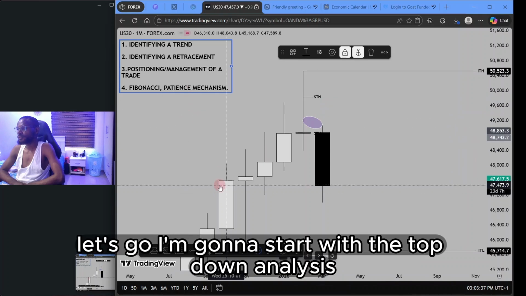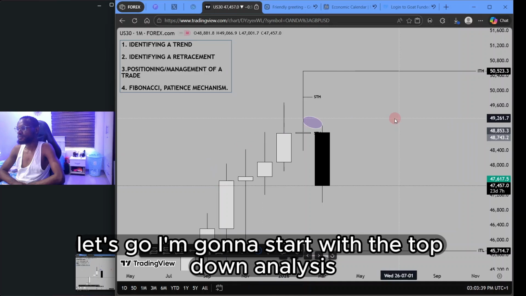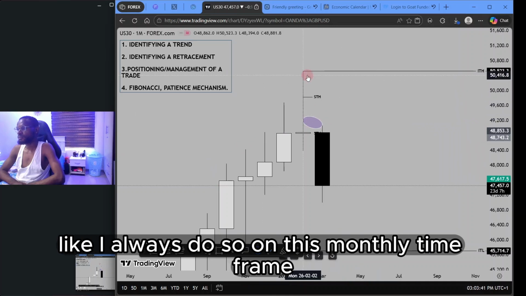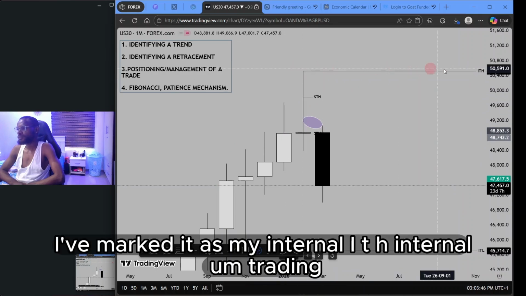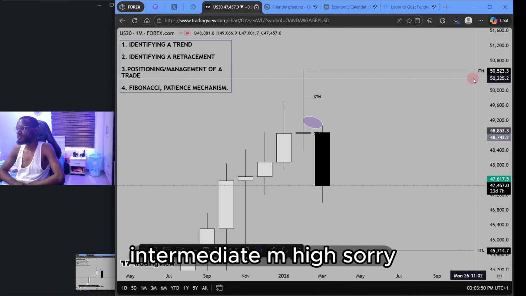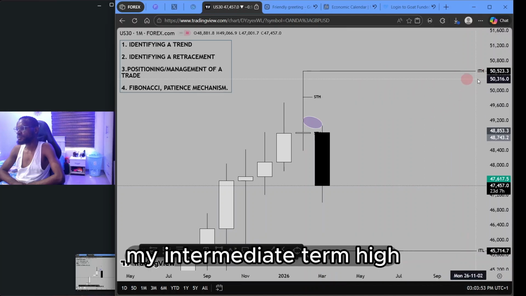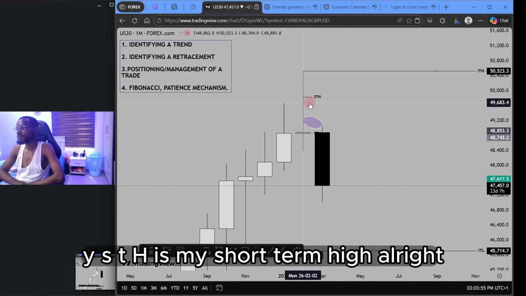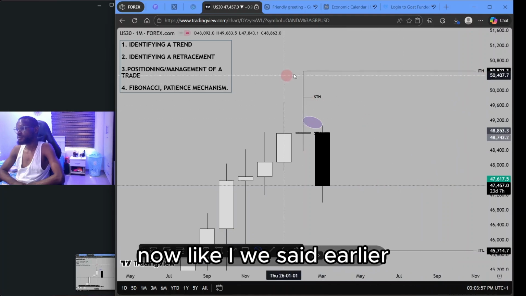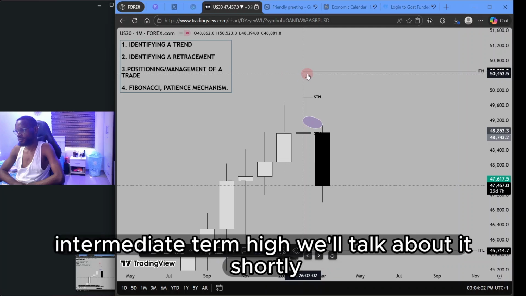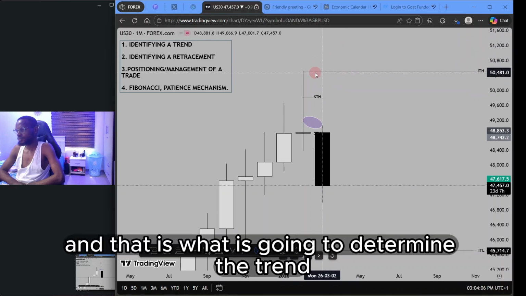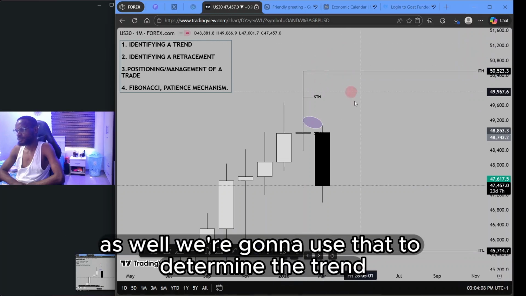So let's go. I'm gonna start with the top down analysis like I always do. So on this monthly time frame, this is the previous month high. I've marked it as my intermediate term high, ITH, while STH is my short term high. All right. Now, like we said earlier, the reason why I mark this as an intermediate term high, we'll talk about it shortly. All right. And that is what is going to determine the trend as well. We're going to use that to determine the trend.